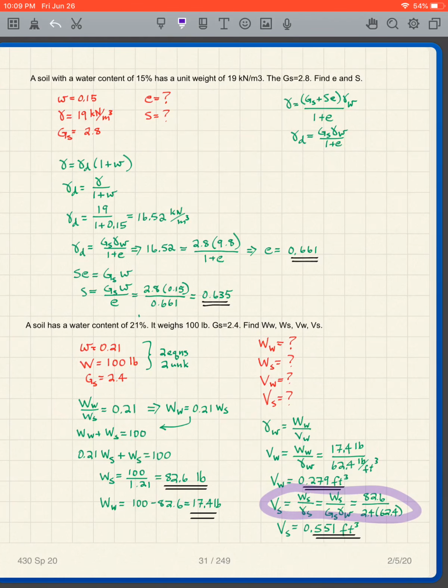Again, I just use the density. Note that the density is what? G s times gamma w. That's the density of the solid particles. And I get the volume of the solid particles. Okay, we'll stop there.